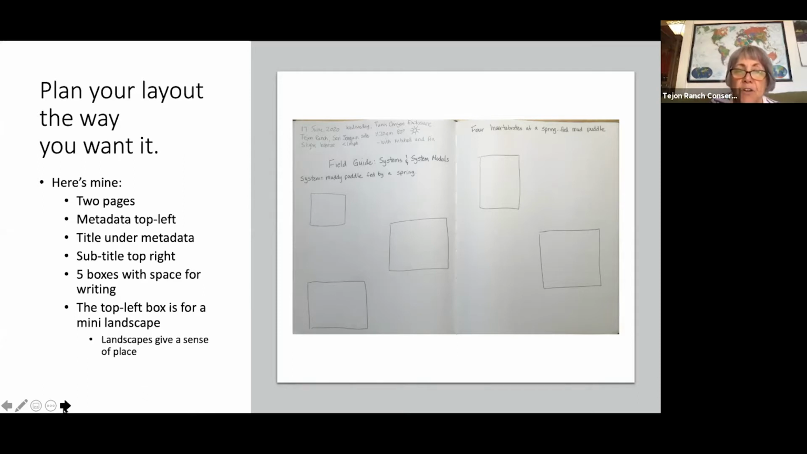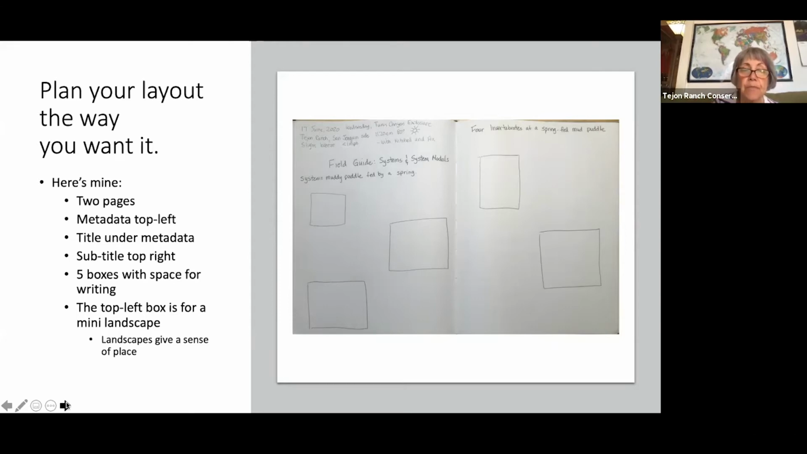And then under the metadata, I put in a title. I also, in the upper right-hand corner, because I'm using both pages, put a subtitle there that connects with that title. And then I drew in 5 boxes. Notice the one in the upper left-hand corner is smaller than the rest. There's a reason for that. I'm actually going to draw a mini landscape that shows what I'm studying. That just gives everybody a sense of where you are and what the place sort of looks like. It helps to complete this experience.